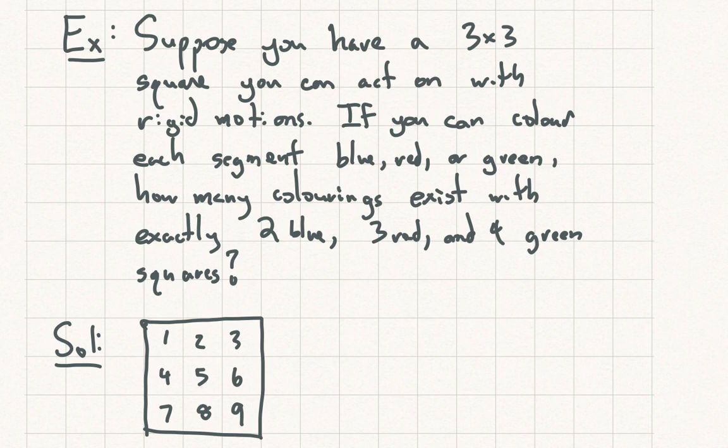But let's say we have a 3 by 3 square. So it looks like this. And we'll label it like this. 1, 2, 3, 4, 5, 6, 7, 8, 9. Or 3 by 3 square that we cut into sub-squares, however you want to call it. And each of these segments can be colored one of 3 colors: blue, red, or green. And I want to know how many colorings exist up to rigid motions that have exactly 2 blue, 3 red, and 4 green squares.